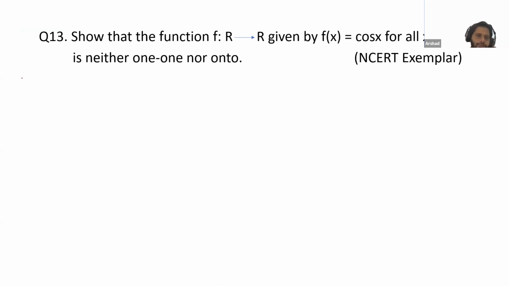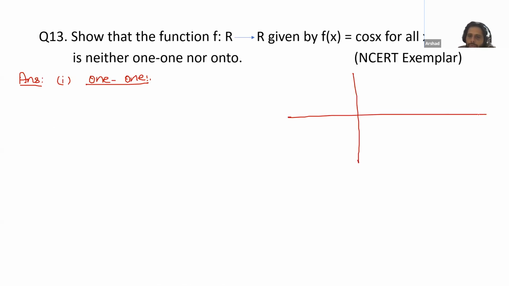This is also a very good question. First, we will check for 1-1. I hope everyone knows about the trigonometric functions. You know the graph of trigonometric functions. The cos graph is like this. This is 0, this is pi by 2, this is pi, this is 3 pi by 2, and this is 2 pi.